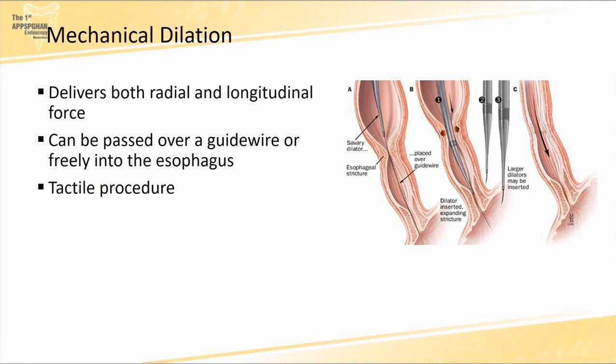Now, your mechanical or bougie dilation delivers both radial and longitudinal force as it crosses the stricture. It can be passed over a guide wire, which is your typical Savary dilator, or it can be passed freely into the esophagus, which is something I really don't recommend. Mechanical bougie dilation is a very tactile approach. You actually will feel resistance as you push the dilator across the stricture.